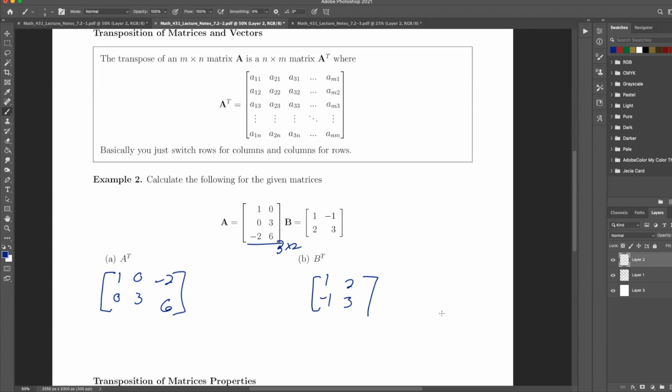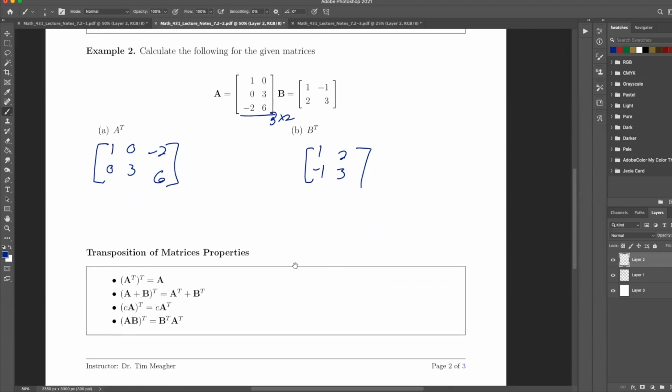We'll use these from time to time, not very often. I wouldn't worry too much about it. There's a couple of things. If I take the transpose of transpose, that brings me back to my matrix. If I add two matrices and then take the transpose, it's the same thing as adding the two transposes. If I multiply a scalar and then take the transpose, it's the same thing as taking the transpose and then multiplying by the scalar. Now here's the interesting one.